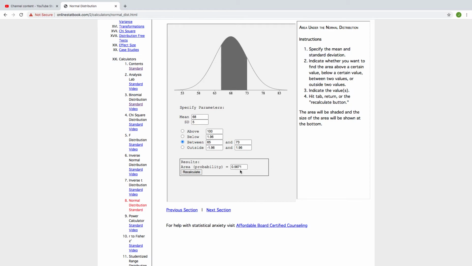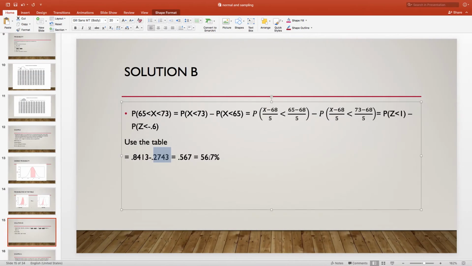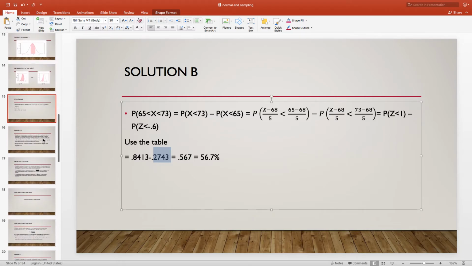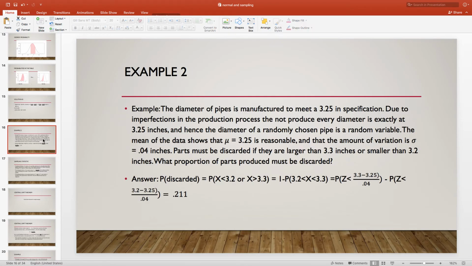And I get 0.5671. Okay, that's the same answer that we had before. So two ways of doing the same thing. You can use the table, you can use the online calculator, whichever is most convenient for you. Okay. Now here's one more example.